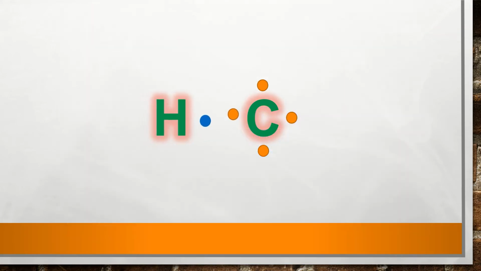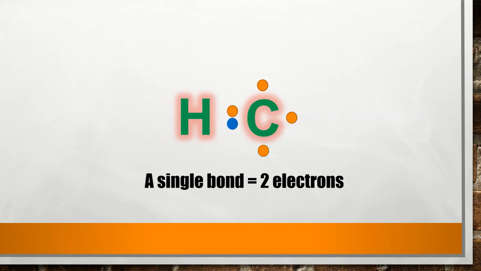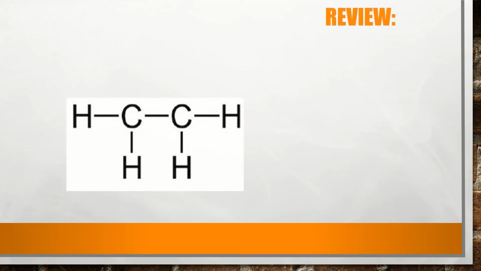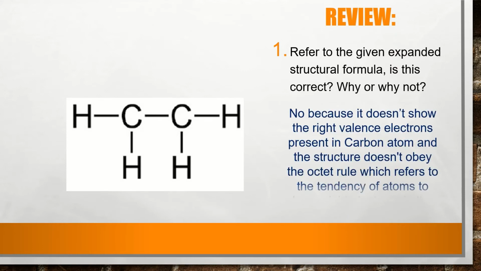These two elements share their electrons to become stable. In our previous lesson, we learned that in the Lewis electron dot structure, 2 electrons can also be represented with a single bond. Going back to the question, this formula is not correct. It doesn't correctly represent the 4 valence electrons of carbon. As you can see, there are 3 bonds shown. Moreover, this doesn't obey the octet rule, which refers to the tendency of atoms to have 8 electrons in the valence shell, as in the case of carbon.